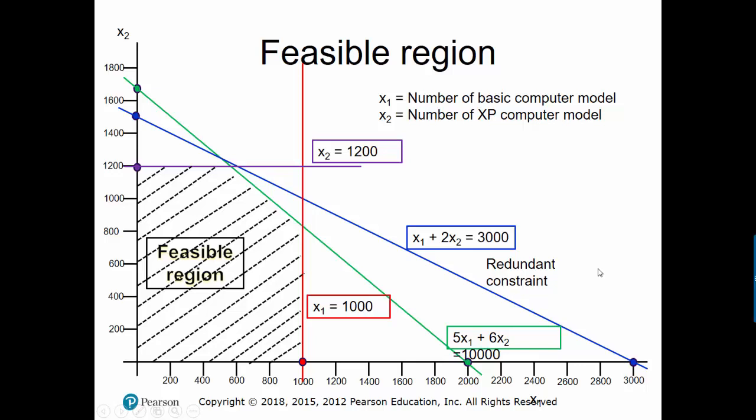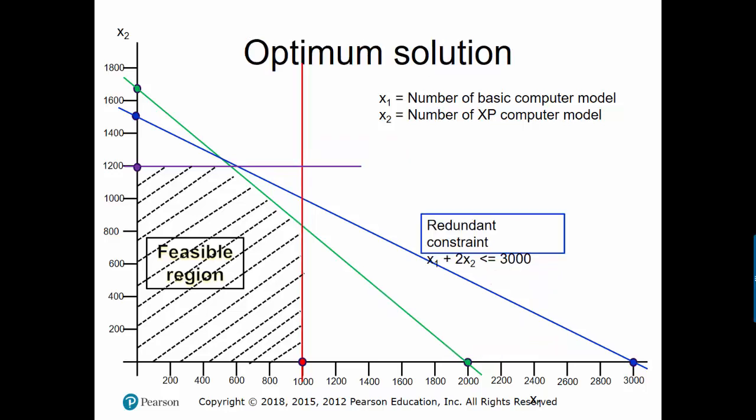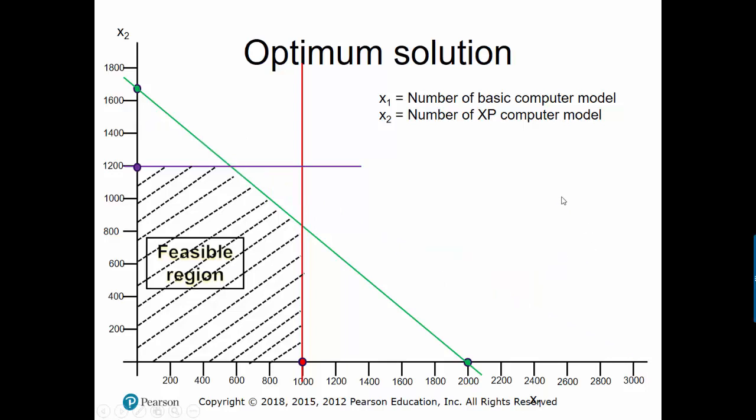Okay, now that we have the feasible region, let us bring in the objective function and see how much we can increase the ISO profit line. Of course, we can throw the redundant constraint out. So now bring in the ISO profit line. Remember, we did the ISO profit line first. So now try to increase the profit. At the same time, do not leave the feasible region.